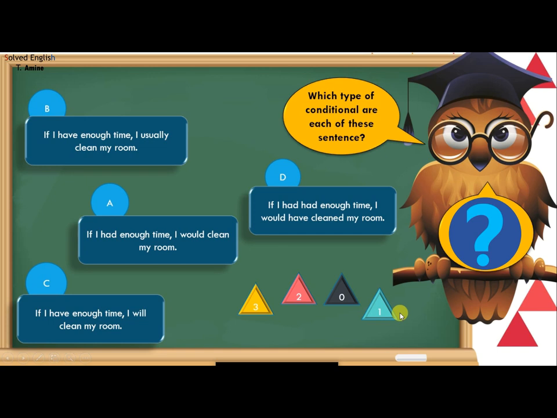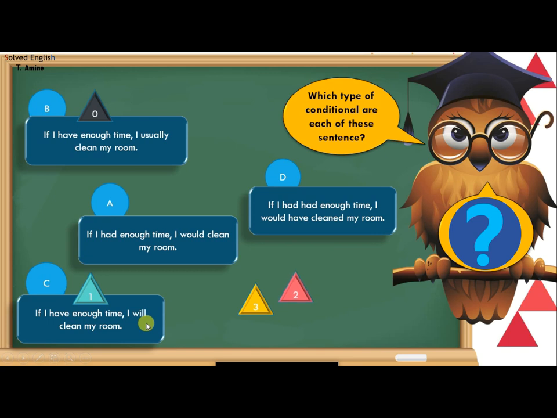Alright, so now you can check your answers. The 0 conditional is in sentence B, because the if clause has the simple present, if I have, and the result clause also has the simple present, I usually clean. Conditional type 1 is C, of course, because in the if clause we have the simple present, which is the verb I have, and the simple future in the result clause, I will clean.